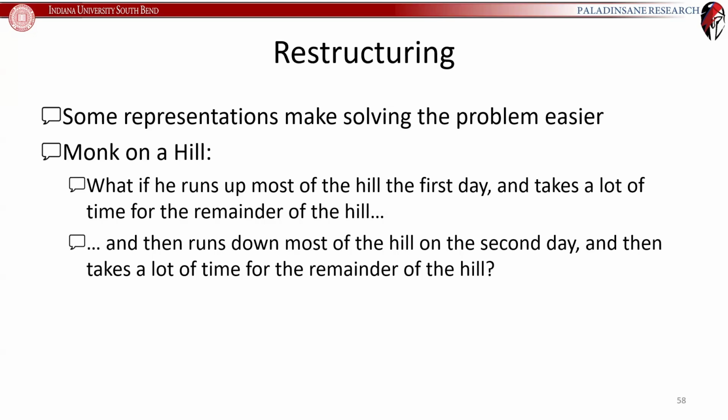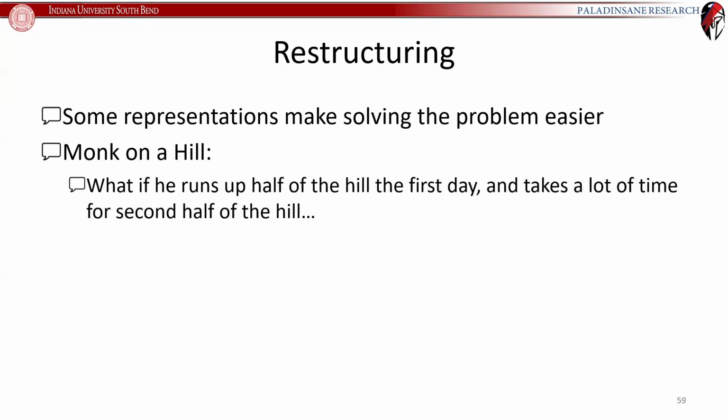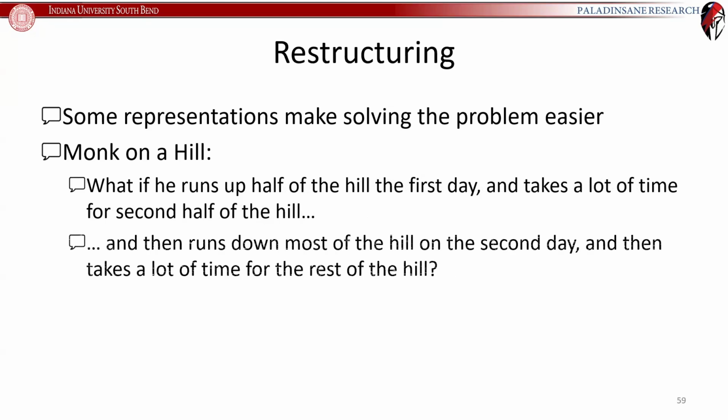What if he runs up half of the hill the first day, but then takes a long time for the second half, but on the second day, he runs down most of the hill and then takes a lot of time for the rest of the hill? So typically what people will do is they will say, well, let me think about it. What's he doing on the way up? And then what is he doing on the way down? Can he do something differently on the way up than he does on the way down in order that he will never be in the same spot at the same time on these two days?